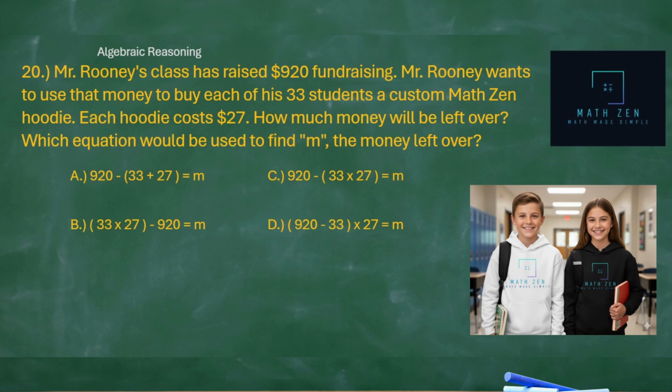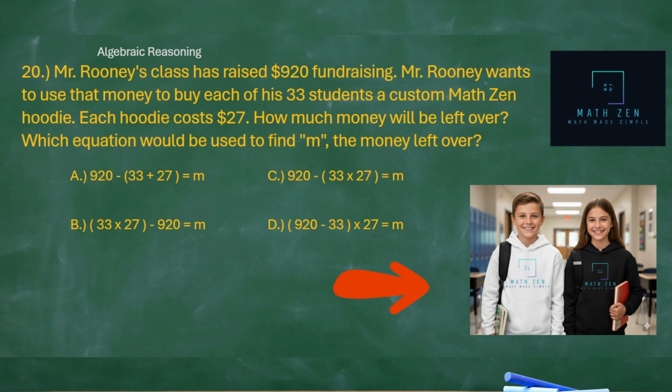So the problem reads, Mr. Rooney's class has raised $920 fundraising. Mr. Rooney wants to use that money to buy each of his 33 students a custom Math Zen hoodie. Each hoodie costs $27. How much money will be left over? Which of these equations would be used to find M, the money left over?